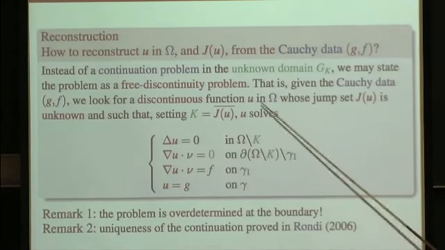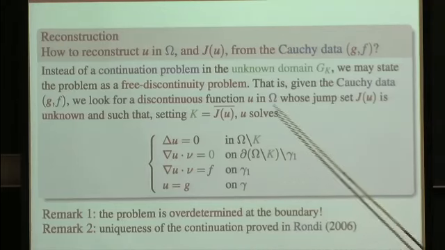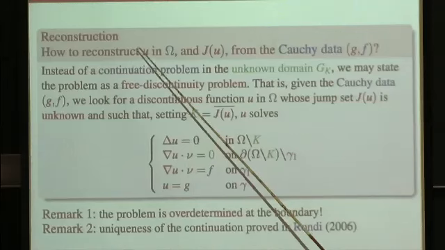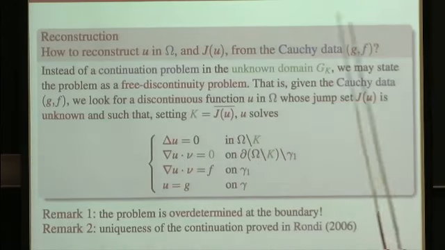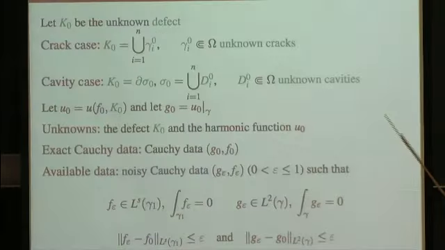And of course, before just attempting to do that, you need to prove that for Cauchy data G and F, this continuation is unique, at least if you have compatible Cauchy data, and this uniqueness was proved early in this project in 2006. So you might have some hope to recover this. Okay, just a few words about some notation of the problem.